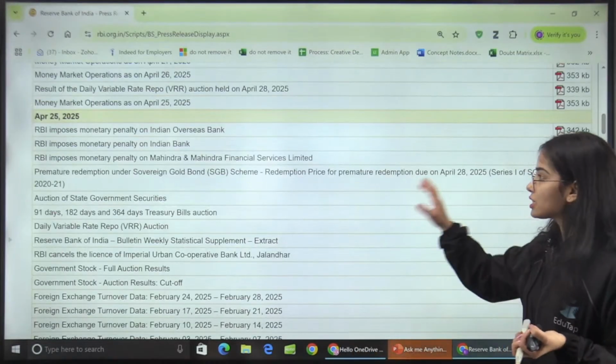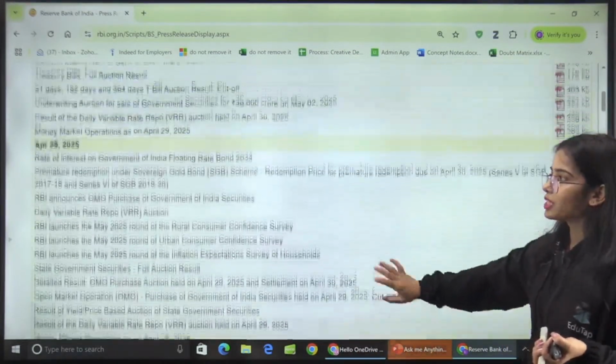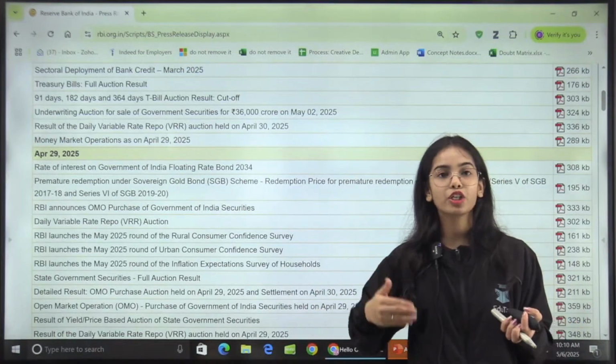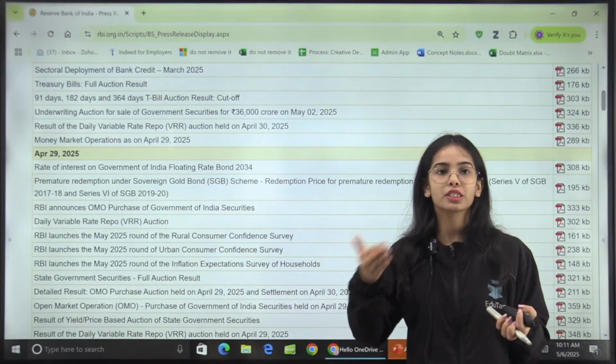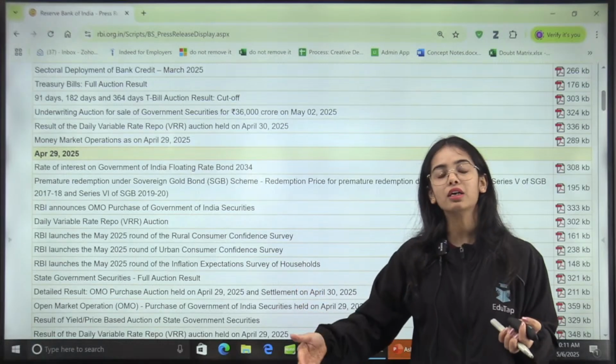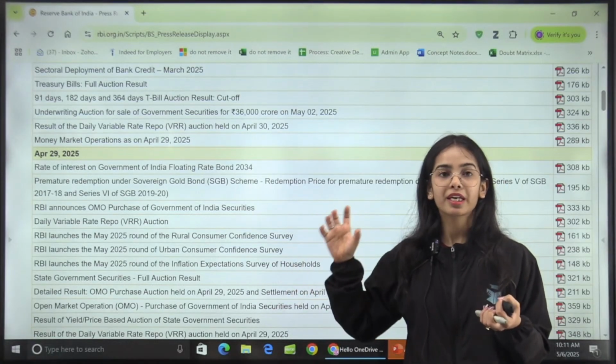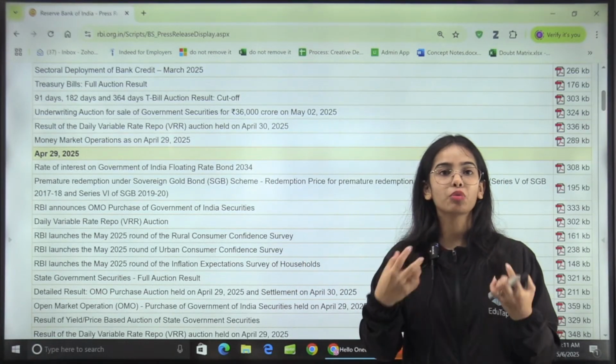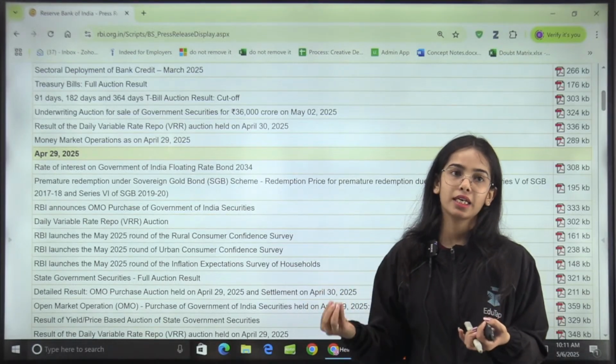Okay, so this was regarding the press releases. I hope this is very much clear, what you have to cover and what you should leave. The daily operations, the daily functioning of the Reserve Bank of India, you can skip, because the questions will come from the unique details that the RBI is releasing in the press releases.